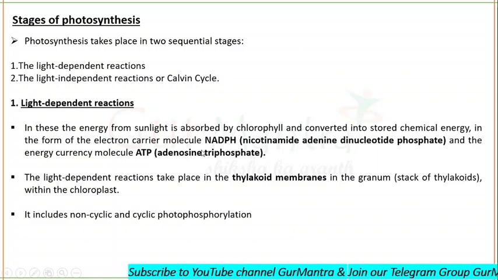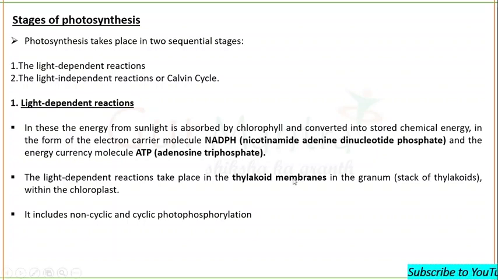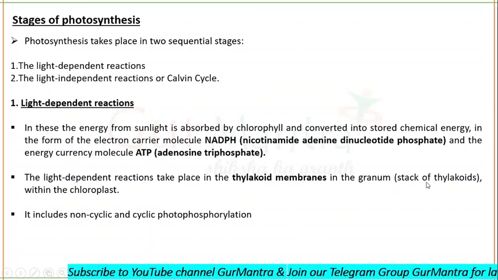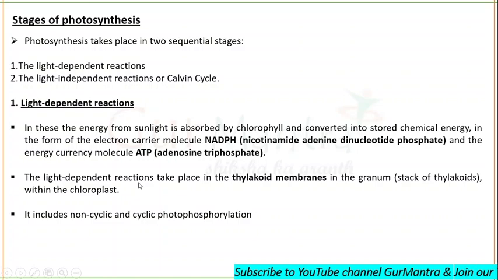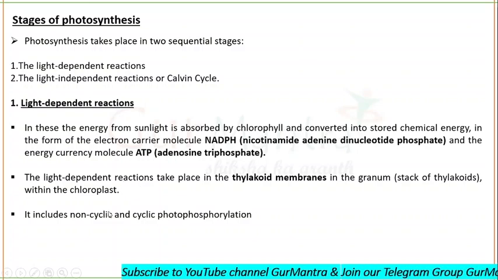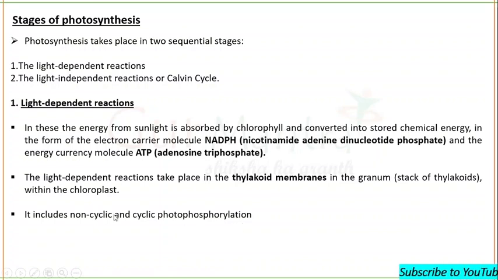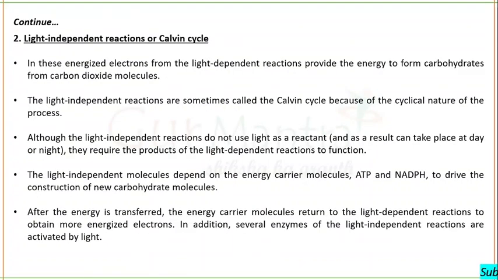Light dependent reactions take place in the thylakoid membrane. In the chloroplast, we have grana. Grana are made up of stacks of thylakoids, and in the thylakoid membrane, there is the occurrence of light dependent reactions. Light dependent reactions include non-cyclic and cyclic photophosphorylation. Is it clear? Okay, fine.